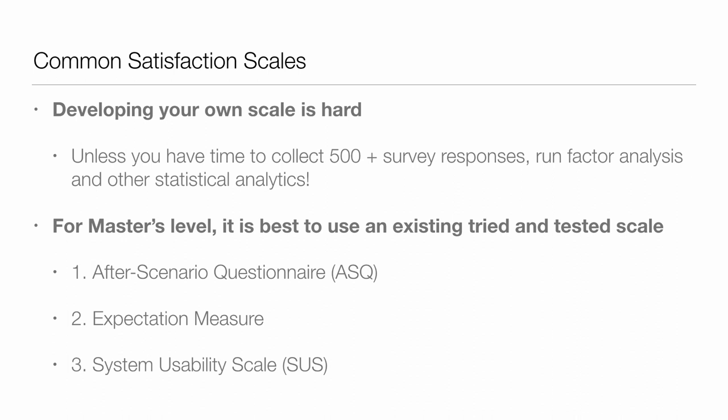So it's much better if you're doing a master's or even a PhD to take existing metrics and use them. They're proven to work, they're proven as robust and you're in great company. I'm going to cover three of them, which are the ASQ, after scenario questionnaire, the expected measure, and the SUS, system usability scale. I'm saving SUS to last because, frankly, it's the best.